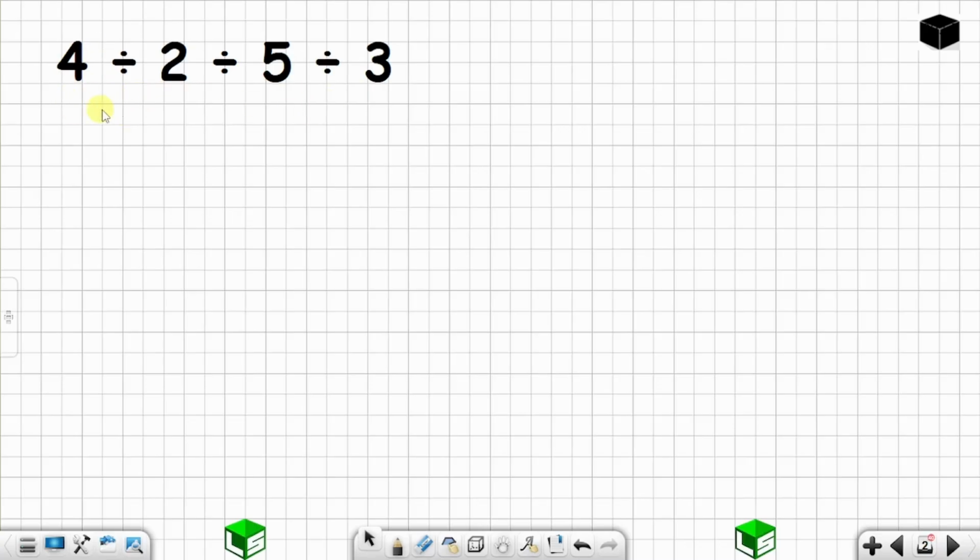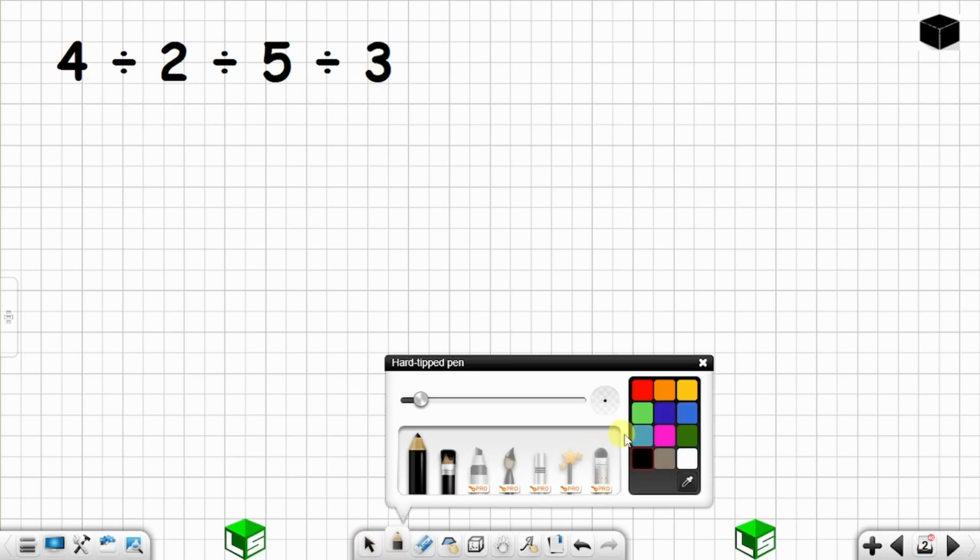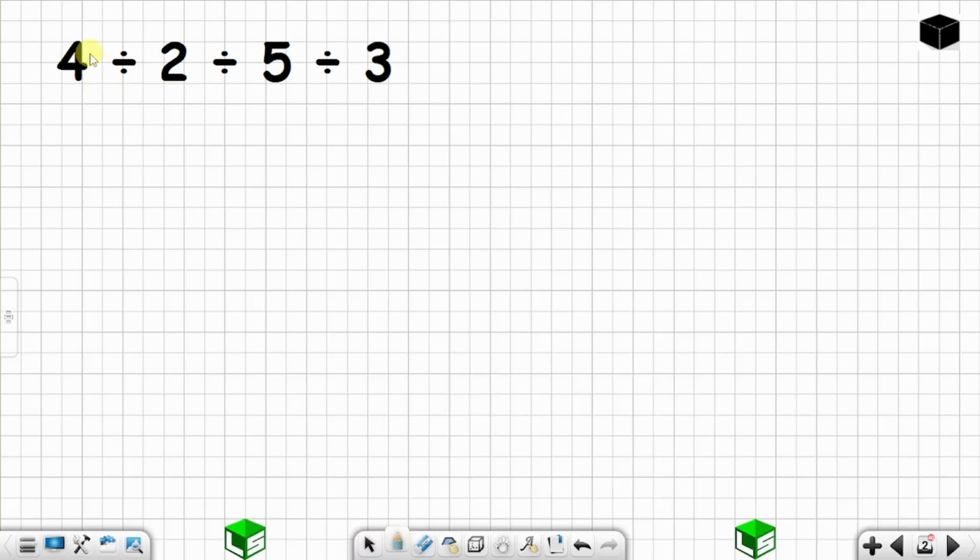Let's see if you can solve this question. You are given 4 divided by 2 divided by 5 divided by 3. So, you have divisions. The way to solve this question is from left to the right.